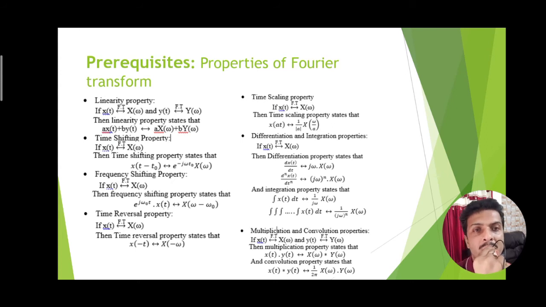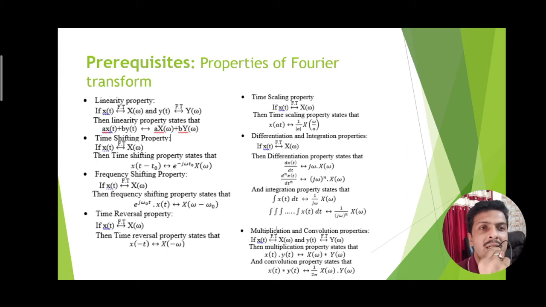The time reversal property shows that if time is reversed in the time domain signal, then the Fourier transform of the same is given by the spectrum with time reversed. The time scaling property shows that if we take the Fourier transform of a time domain signal where time is scaled with a certain factor a, then 1 by a, X of omega by a will be the corresponding spectrum.